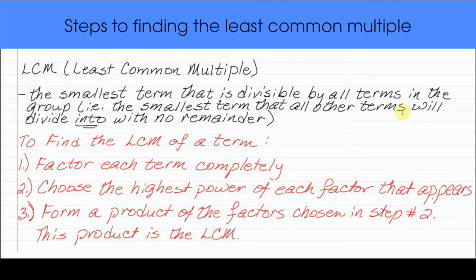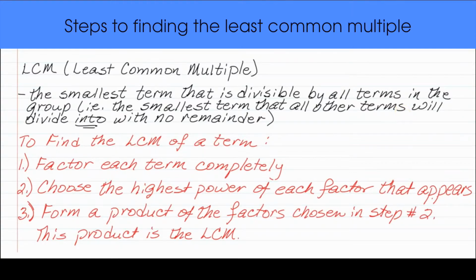There are several steps that we have to take in finding the LCM of a term. First, we want to factor each term completely. Secondly, we want to choose each factor that shows up. We want to pull the highest power, the one that has the highest exponent. And thirdly, we want to form a product of the factors chosen, and this product is our LCM. So let's look at an example.